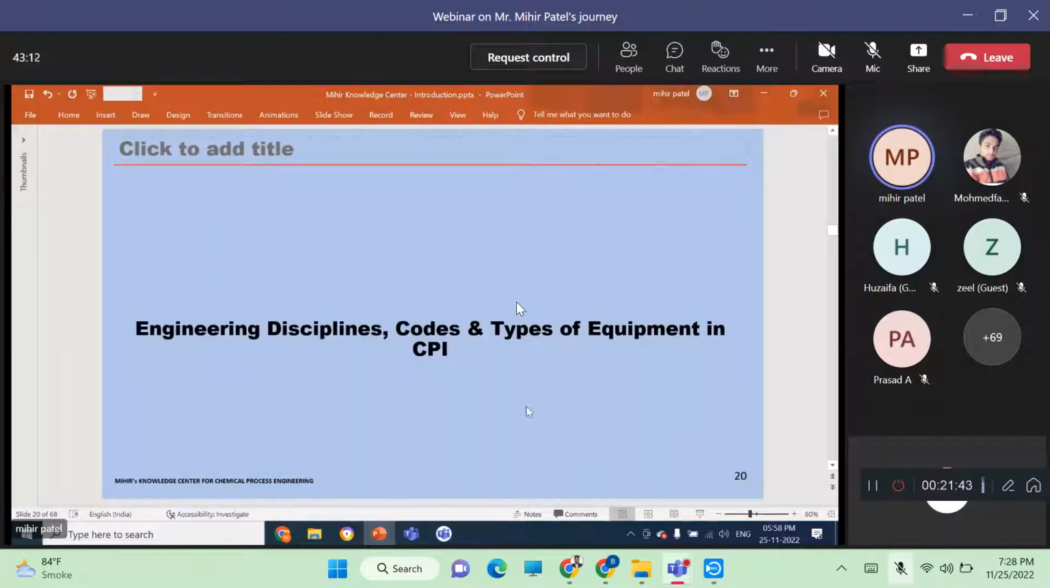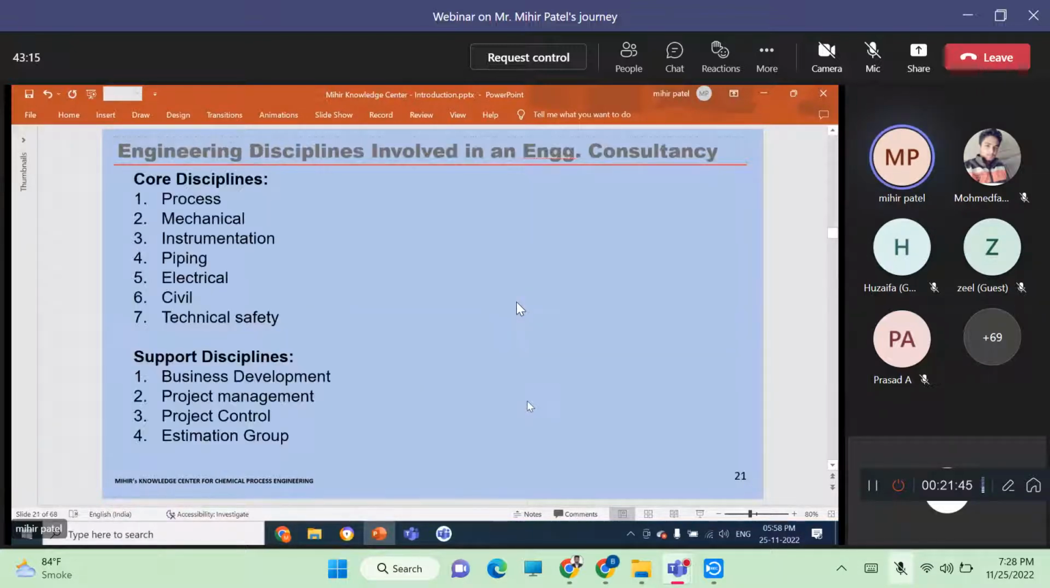Now we'll start with the engineering disciplines, codes and types of equipment in CPI. Here you see in the engineering.